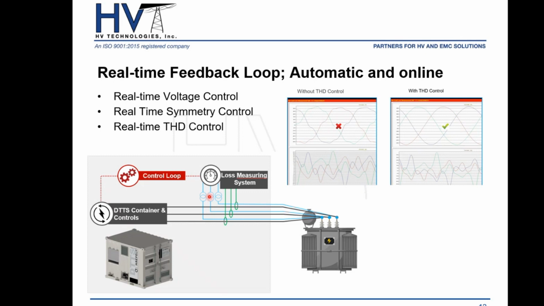So basically, for a loss measuring system, when you're measuring loss, the voltage wave shape is very important, that it is stable, so you have accurate measurements. With this real-time feedback control, the system is dynamically ensuring that the wave shape being produced is of the highest quality, so as to achieve highest accuracy.